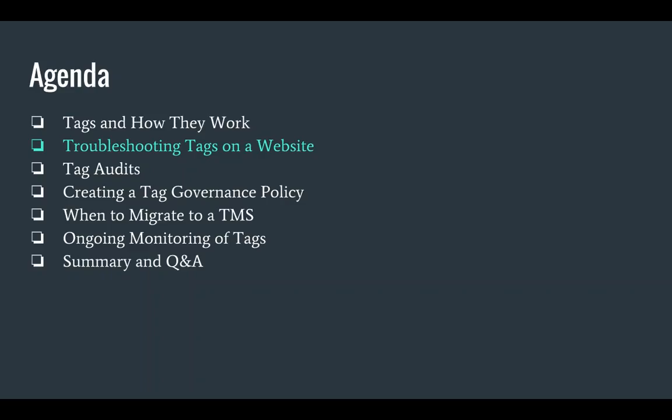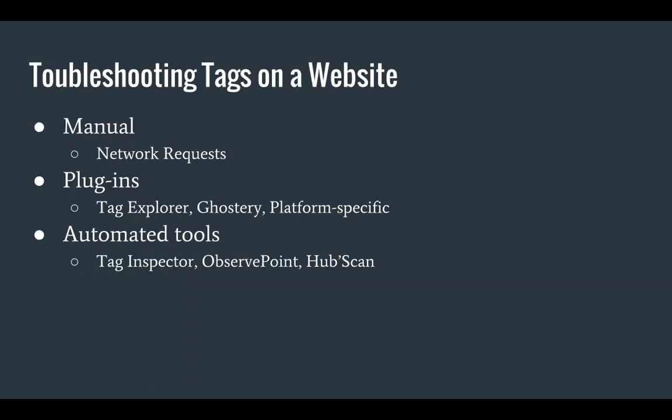In terms of troubleshooting tags on a website, now that we have those basics and understand those requests and what all that looks like, there's a few different ways, but everything revolves around those requests that are being sent up. So we can go about troubleshooting in a manual process by actually looking at the network requests. And that's what I had a screenshot of two slides ago, where we look at the physical request. We see within the network tab of our browser all of that information broken out.